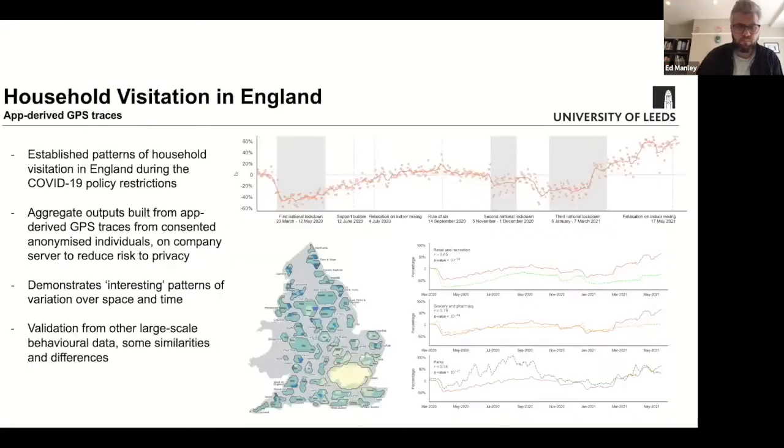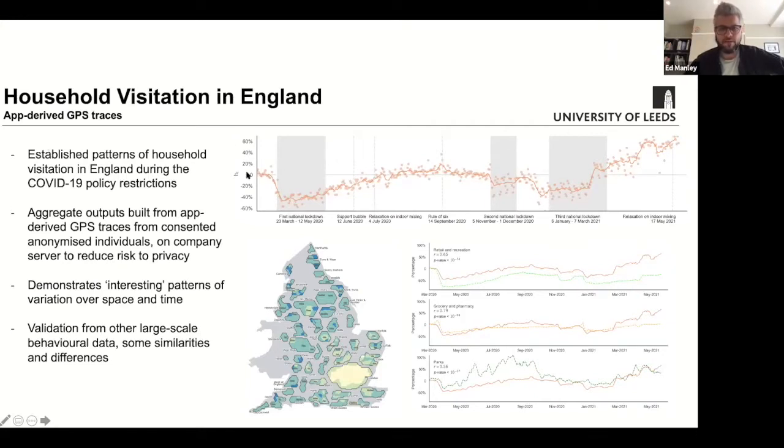Another example of this is using GPS traces, which have been collected over hundreds of thousands of individuals who consented to provide their GPS data to a company, in this case, Cuebiq. And what we have done here is start to derive patterns of behavior over space and time. And in this case, we're interested in visitation to their non-home households, so to other households. And as you'll recall, there's been varying levels of, what's the right word, legality, I suppose, in relation to those kinds of activities, and we can start to see how these patterns of behaviour varied over time.